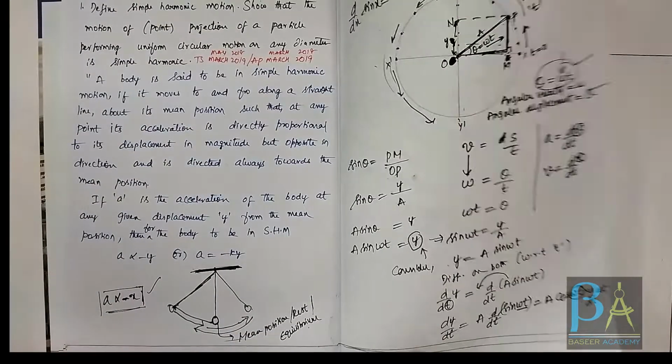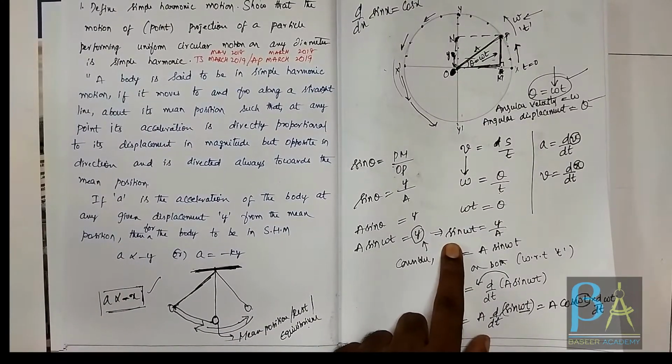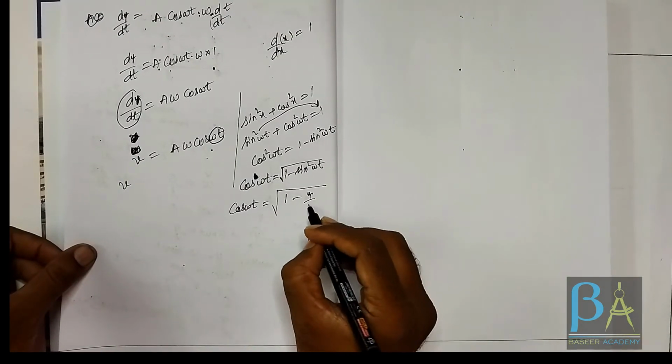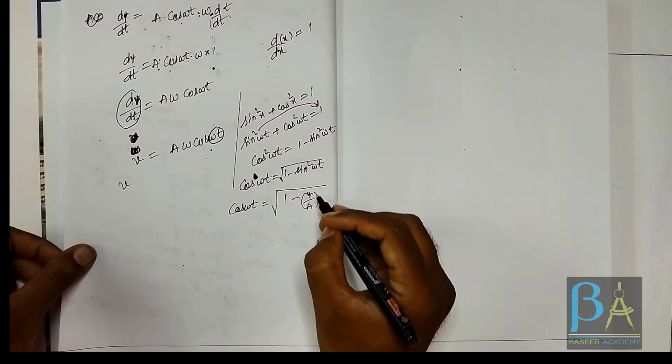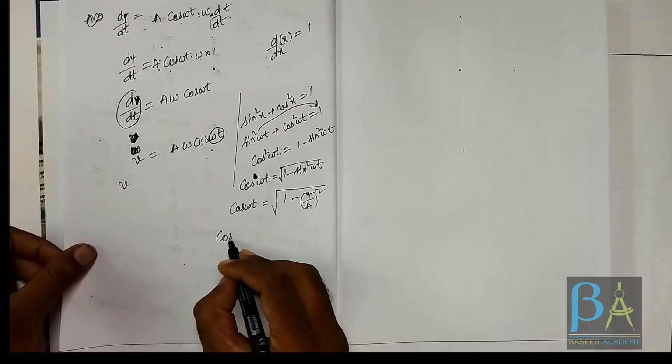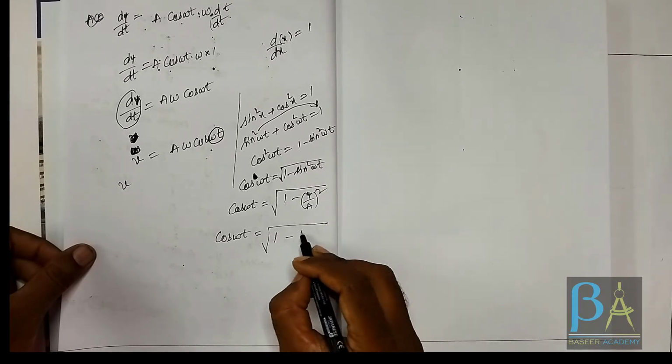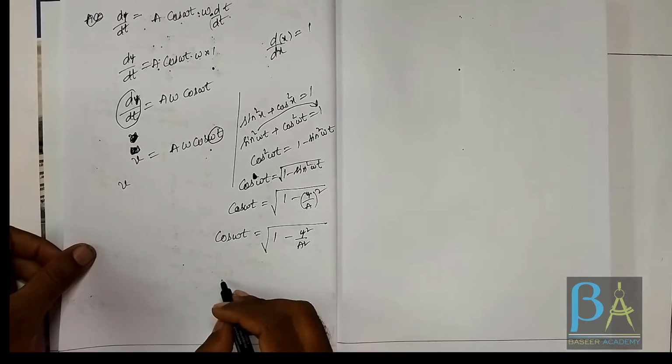A is multiplying on the left hand side, so it should be dividing on the right hand side. So in place of sine omega t, let me write y by a here. The square, I'm writing it as it is. So what is cos omega t going to be? Cos omega t is going to be 1 minus y square by a square.